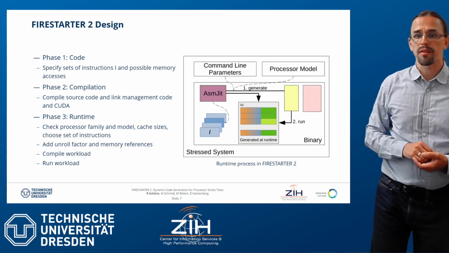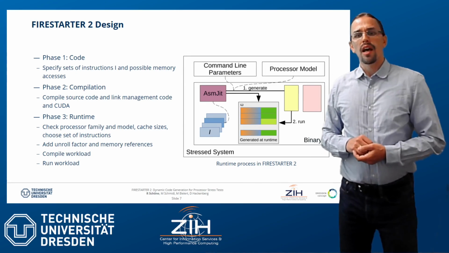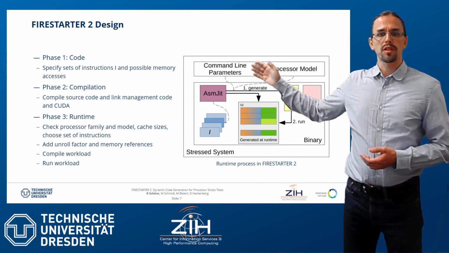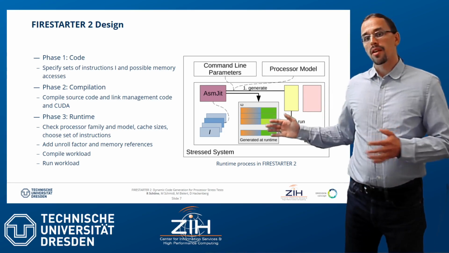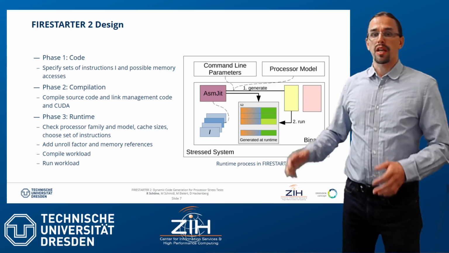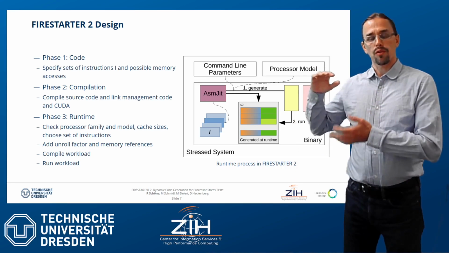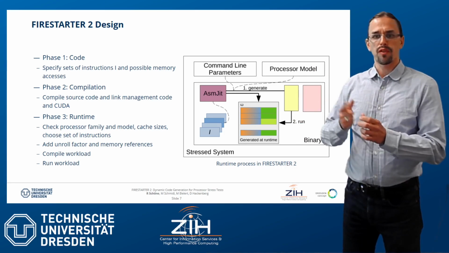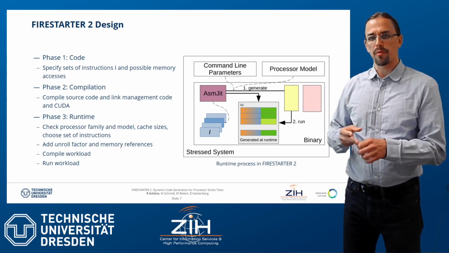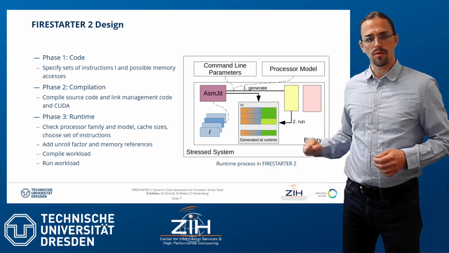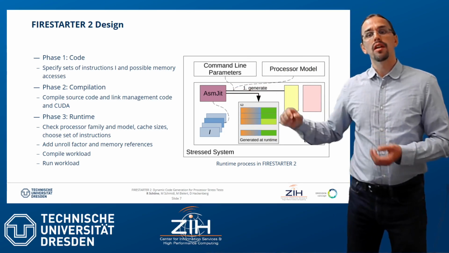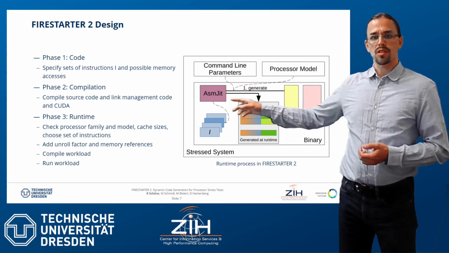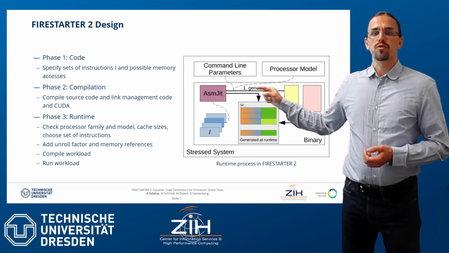In FIRESTARTER 2 we changed that design, and now only the sets of instructions are within the code, and everything else will be applied at runtime. So you have in the code the set of instructions, AVX 512, AVX plus FMA, SSE, everything that's in the source code, and then you compile everything and ASMJIT into the binary. ASMJIT is our just-in-time compiler, which we'll use at runtime.